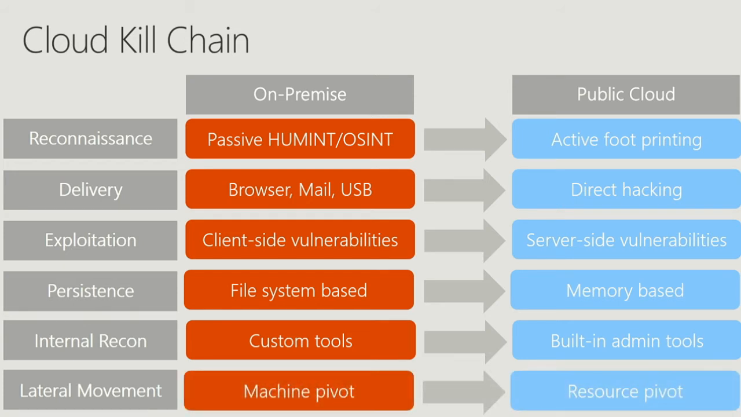And finally, lateral movement. If you're used to on-premise running Mimikatz and doing what we call machine pivot, jumping, hopping between machines, no longer in the cloud. We're doing resource pivot. A resource could be an IaaS, could be a PaaS, could be a storage, a key vault, a cloud service, a function, could be everything. How would you detect that?